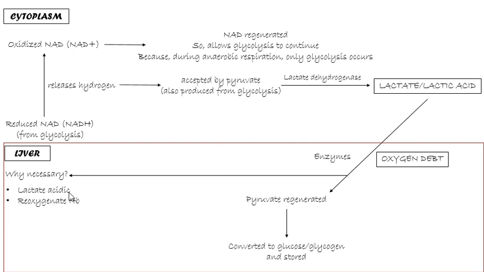And therefore, in order to avoid such negative effects, we remove lactate from the blood by converting it back to pyruvate. And the second reason is to reoxygenate hemoglobin. Now let me explain the second reason in detail to you all.